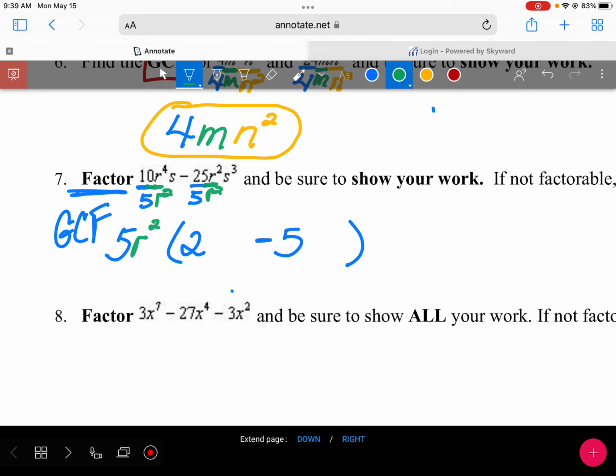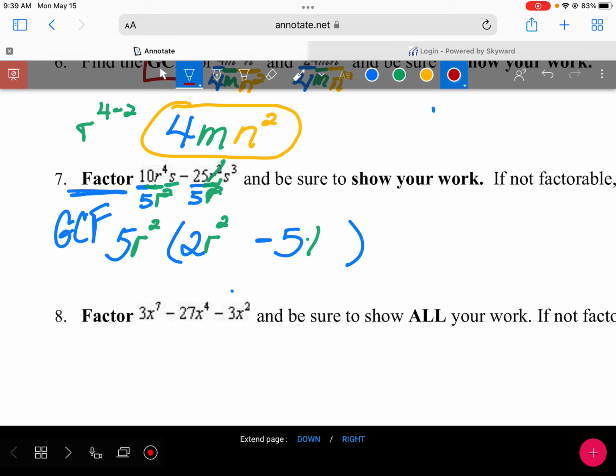So if I have 4 on top and 2 on the bottom, how many R's do I have to multiply? We take R to the 4 minus 2. When you divide, you subtract the exponents. So that becomes R squared. And over here, R squared divided by R squared is 1. So that's just 1.